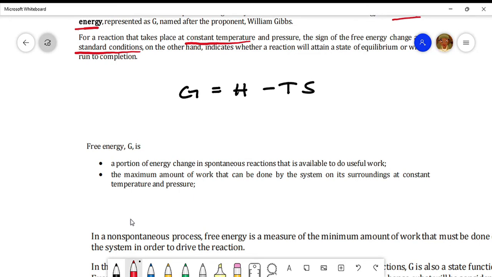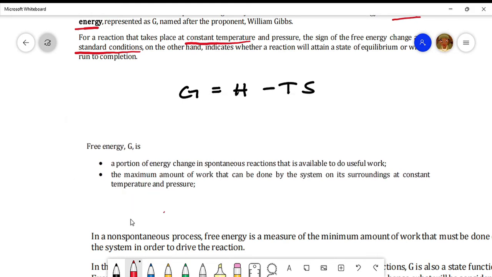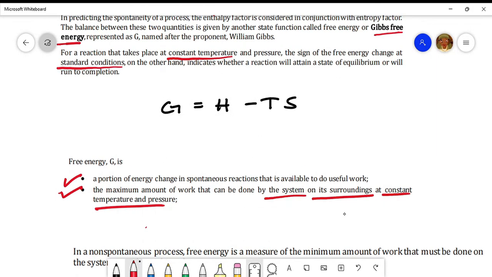Before that, let us know that free energy represented by G is a portion of energy change in a spontaneous reaction that is available to do useful work. So it is the maximum amount of work that can be done by the system on its surroundings at constant temperature and pressure. These points are very important. Gibbs free energy is the maximum amount of work that can be done by the system on its surroundings at constant temperature and pressure.